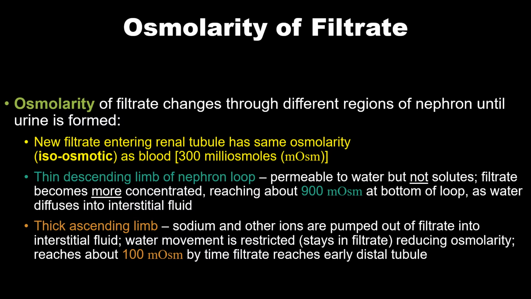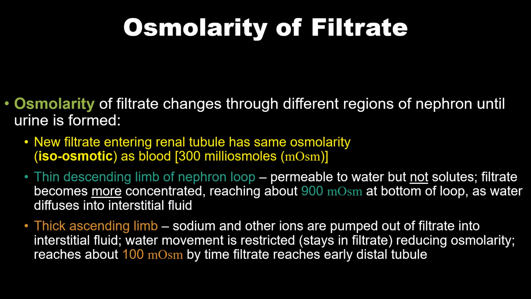Do remember that in the nephron loop, this osmolarity begins to change because of the differing permeabilities of both the ascending and descending limbs, right? So the first part is the thin descending limb, and it is permeable to water, but not solutes. And so water is going to flow out of the filtrate into the interstitial fluid through osmosis, but very, very few solutes are going to follow. And so this makes that filtrate more concentrated. And by the time it reaches the bottom of the loop, it's about 900 milliosmoles, about 3 times more concentrated than it was when it began.